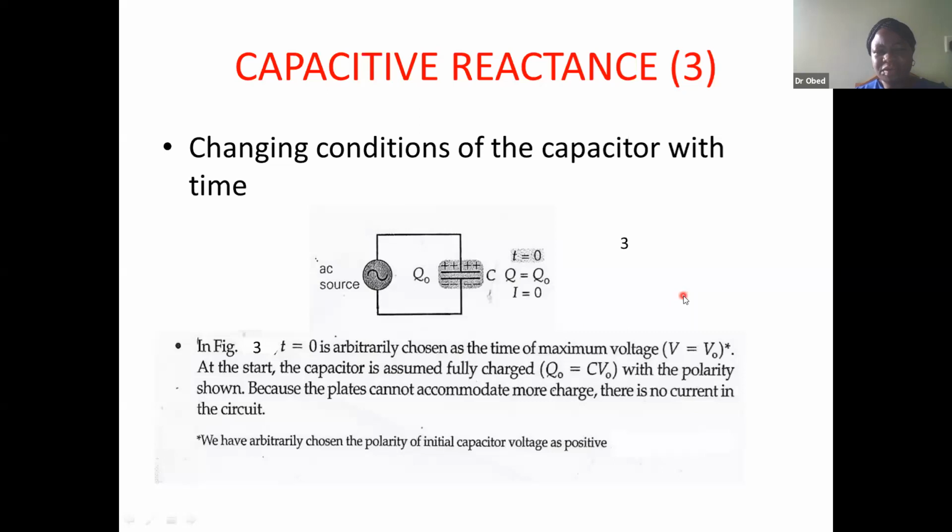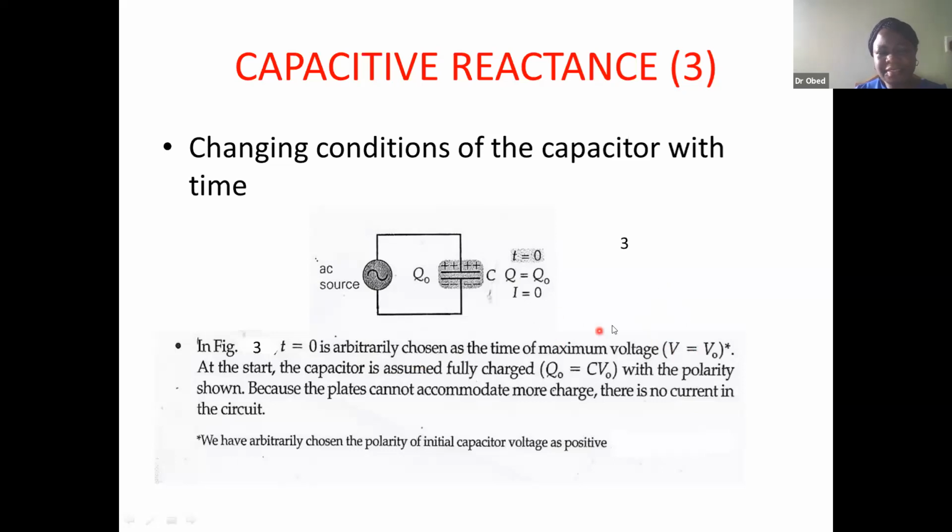So, changing conditions of the capacitor with time. Let's look at the changing conditions of the capacitor with time, starting with this circuit. We have about 5 circuits to look at. So we call this circuit figure 3, and t equals 0 is arbitrarily chosen as the time of maximum voltage, V equals V0.